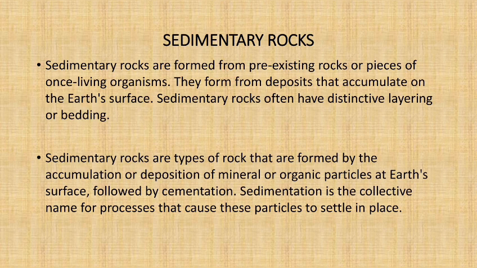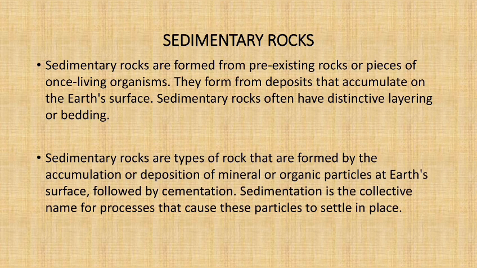Actually, why sedimentary rocks? There are other two types of rocks also. Basically, rocks are of three types: igneous rock, sedimentary rock and metamorphic rock. Today the subject is sedimentary rocks. So, sedimentary rocks are formed from pre-existing rocks or pieces of living beings, those once lived earlier or many thousands of years ago. By deposition and accumulation on the surface of the rocks, sedimentary rocks are being formed.